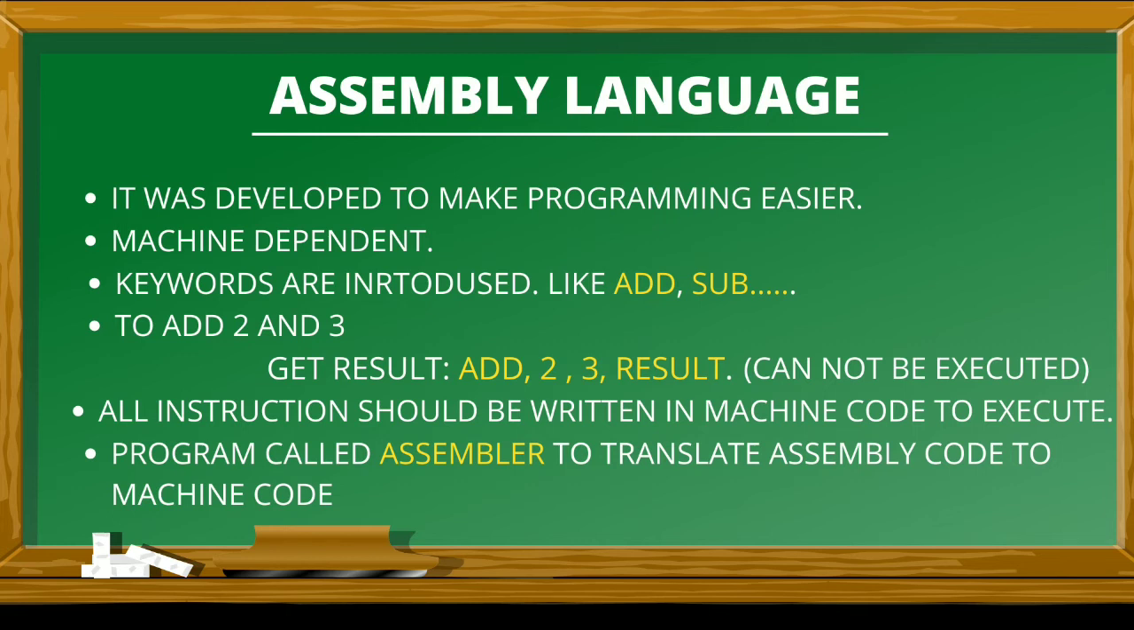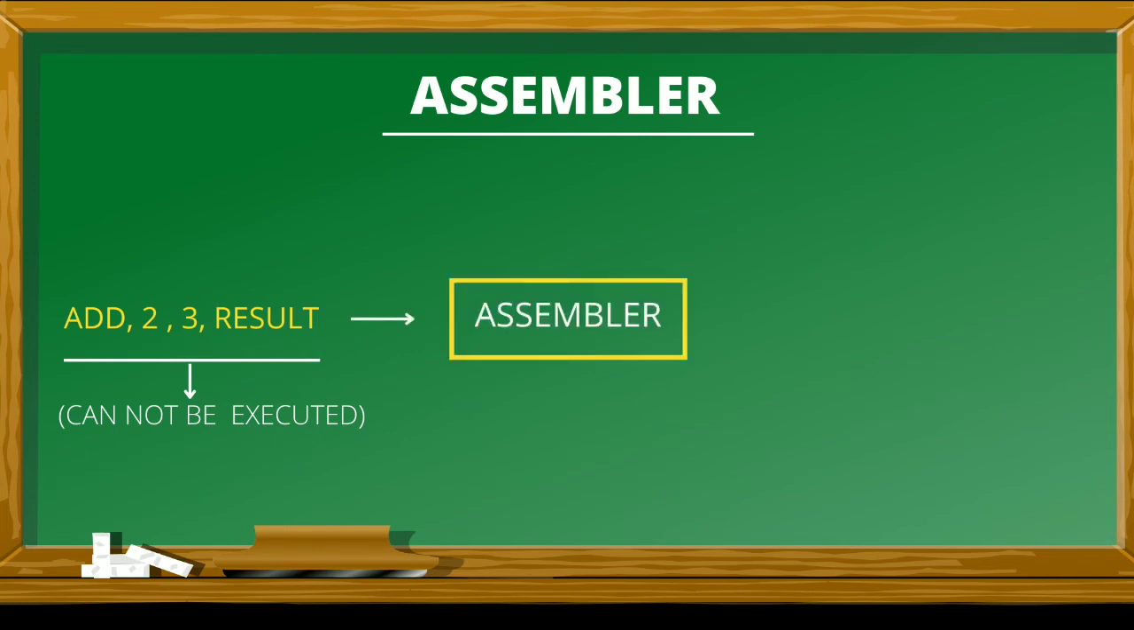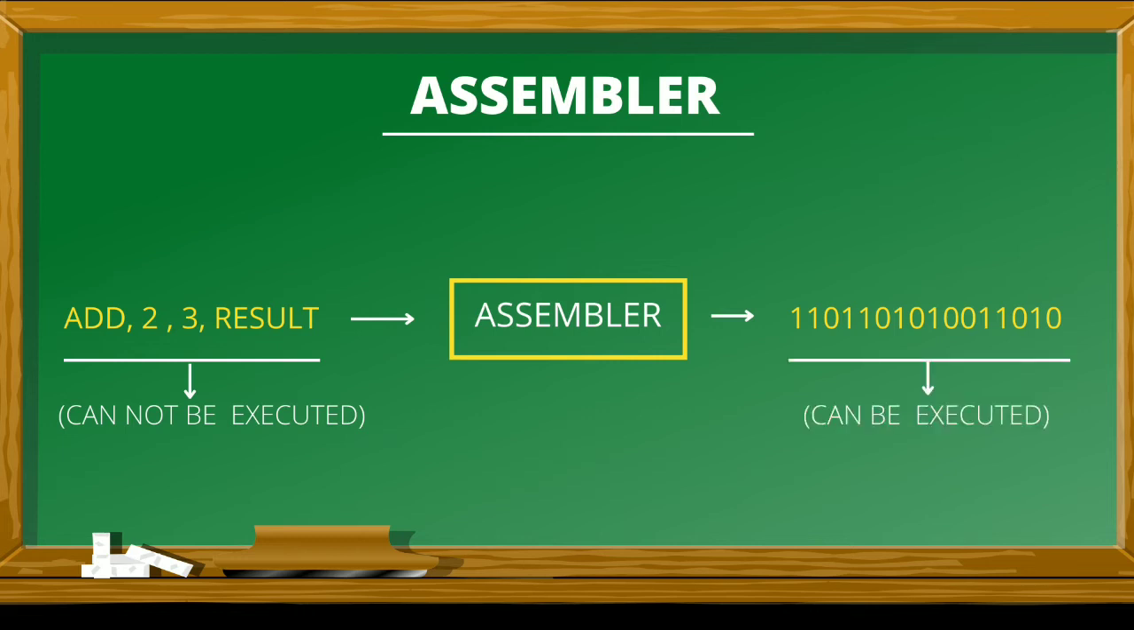So let's talk about the assembler. Suppose that we have this assembly code over here and we said it cannot be executed. So this code is given to the assembler and the assembler translates this code to machine code, and now this code over here can be executed. And this is how we can execute assembly code. So whenever we write a program using assembly language, we will translate it into machine code using the assembler and then we will execute it.